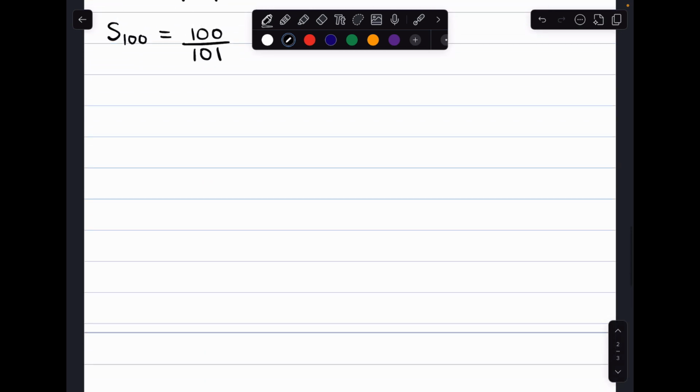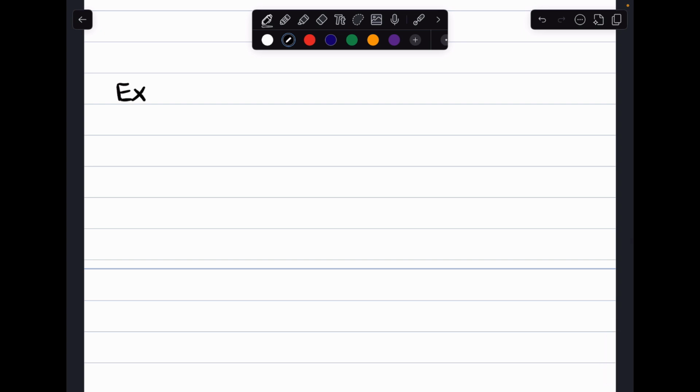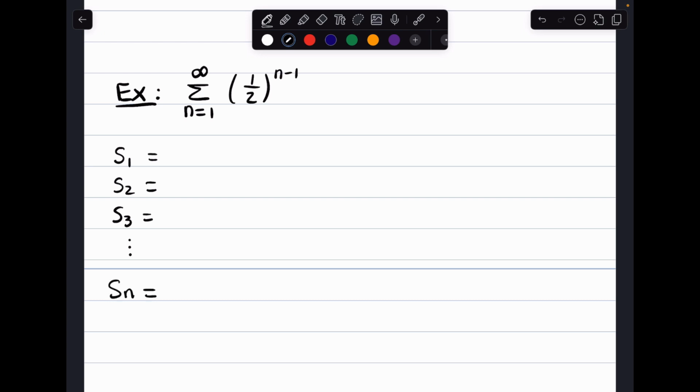All right, for our next example, we're going to look at the series n equals 1 to infinity of, let's say, 1/2 to the n minus 1. And so we're going to play the same game. You might look at this and think, okay, I'm not quite sure when you're adding these where it's going to go. So we're going to look at the sequence of partial sums. We'll look at S1, S2, S3, and we'll try to come up with a general formula for Sn. And then we'll take the limit as n goes to infinity of Sn.